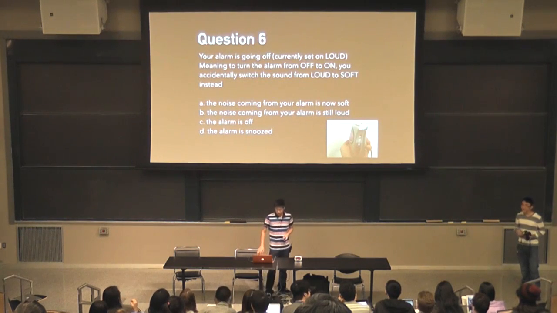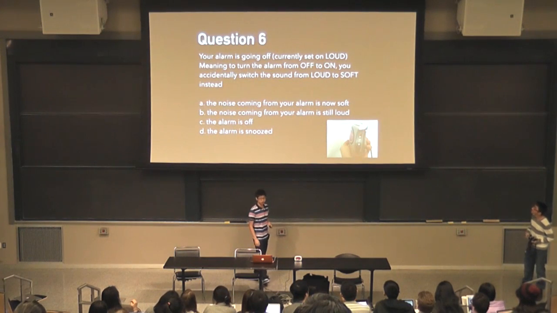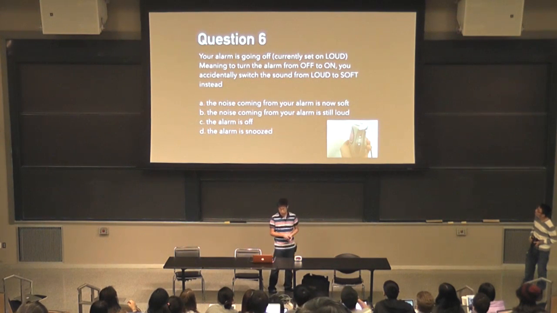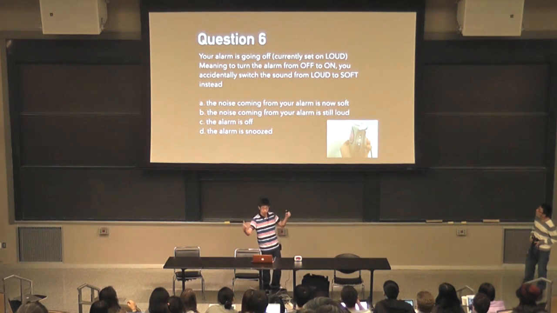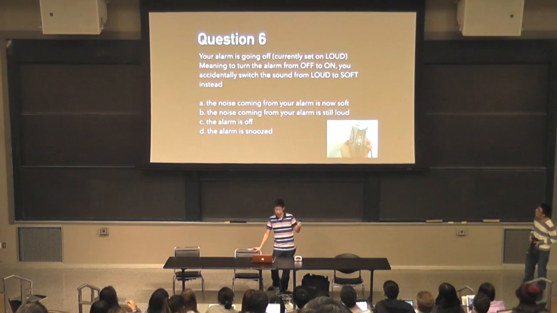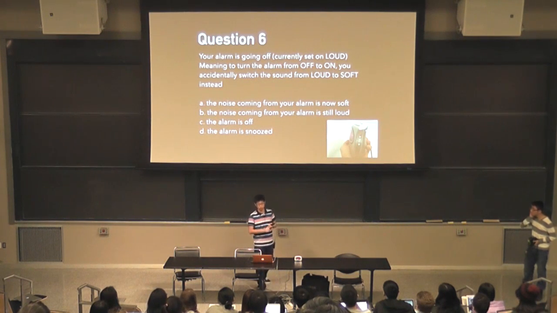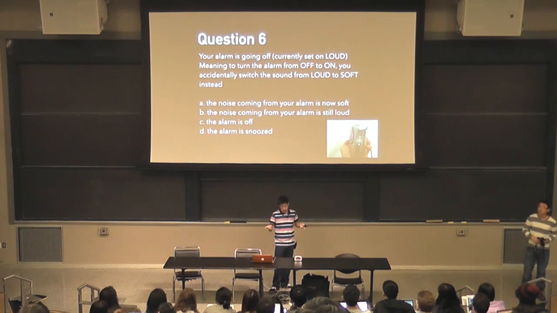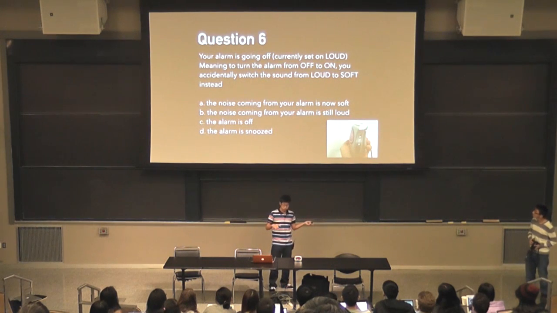Your alarm clock is currently going off, currently set on loud. Now, unfortunately for this alarm clock, the on and off and the soft and loud buttons are really close to each other. So, you're tired, you're sleepy, you accidentally switch the sound from loud to soft instead of turning it off. So what happens? The noise from your alarm clock is now soft. The noise coming from your alarm clock is still on, it's still loud. The alarm clock is off. Or the alarm is snoozed.